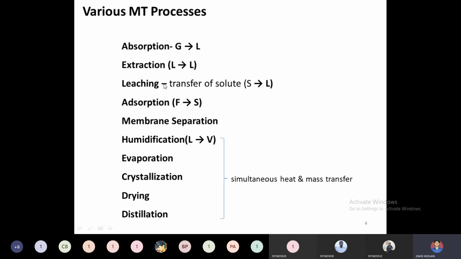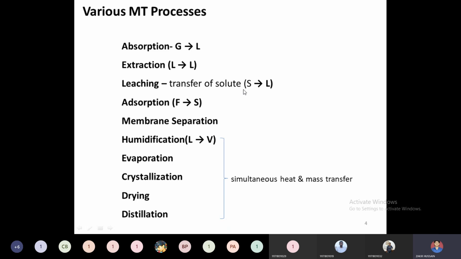Then the next one is leaching. Leaching is the transfer of solute from the solid phase to the liquid phase. An example is oil extraction from oil seeds, because oil is present inside the seeds; oil is the solute, and that solute is dissolved in the surrounding solvent, which is in the liquid phase. Another example of leaching is tea preparation. The solute present inside the tea particles is extracted with hot water. So that is a leaching process.